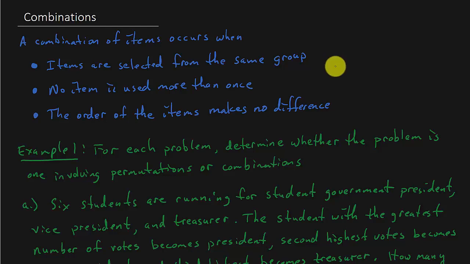It says here that a combination of items occurs when items are selected from the same group, no item is used more than once, and the order of the items makes no difference. Alright, so this video is on combinations.